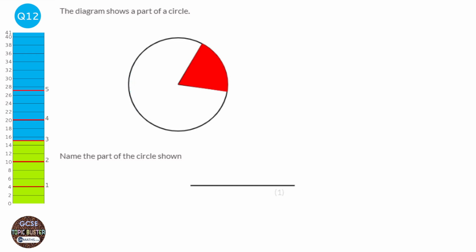Then if you've got a line across the circle going through the centre, that's a diameter. If you've got a line just going to the centre, if I can draw it properly, then that's called a radius. If you've got a line that touches the circle just on one point, like that, that's a tangent. But in this case, we have a sector.